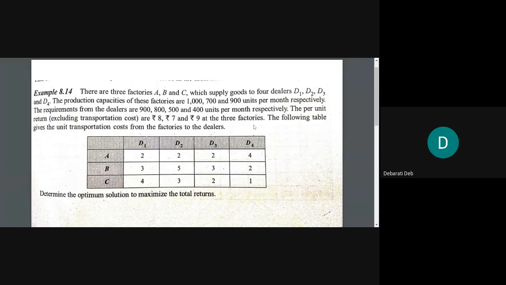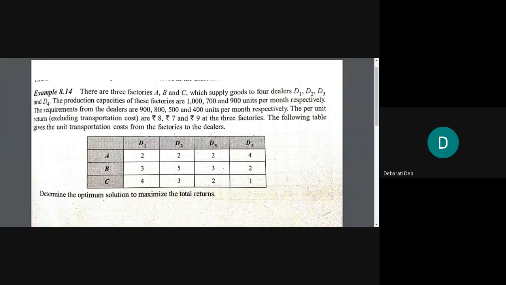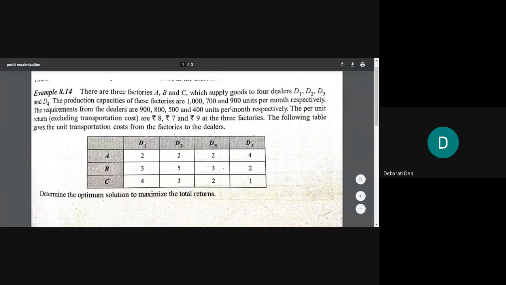Then the per unit return excluding transportation costs are rupees 8, rupees 7, and rupees 9 at the three factories. So here you can see the returns are given. That means these are returns excluding the transportation cost, that is, sales return minus cost. This is the profit, right? This is the profit. So when you are excluding the transportation cost, that is the profit. They are rupees 8, rupees 7, and rupees 9. So at the points A, B, and C, the profits are standing at rupees 8, rupees 7, and rupees 9.